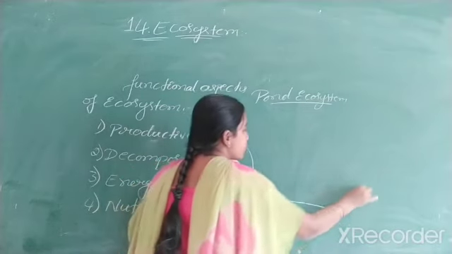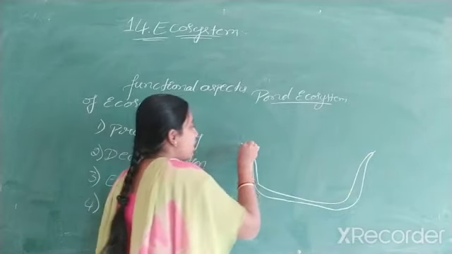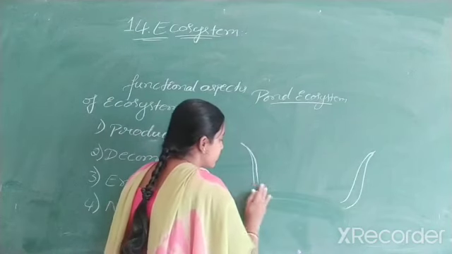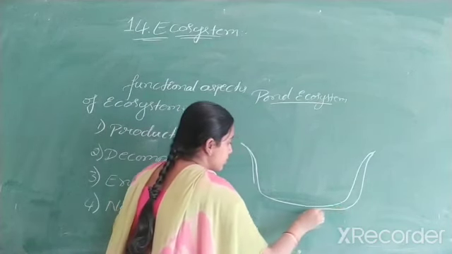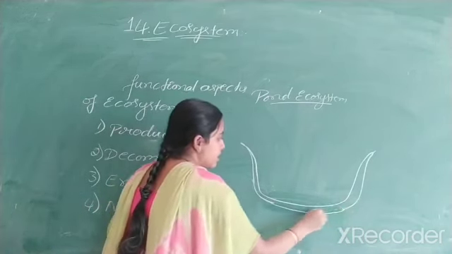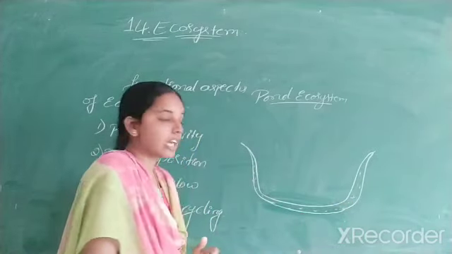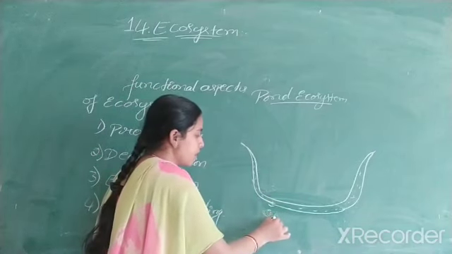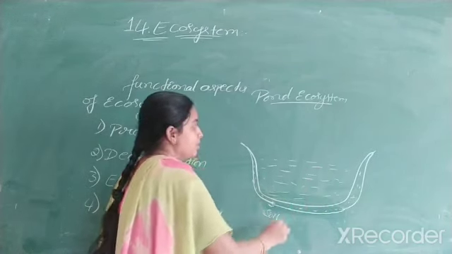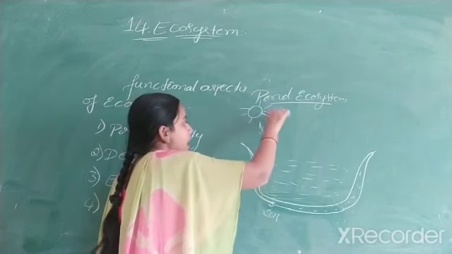So, this is a pond. A pond is a shallow water body. This shallow water body would be the abiotic factors. So, the abiotic factors are the soil and even the water. Water is an abiotic factor. The sun is emitting the light.